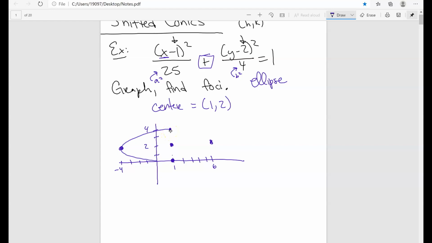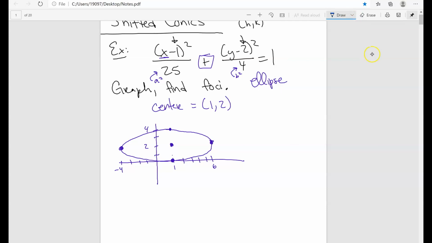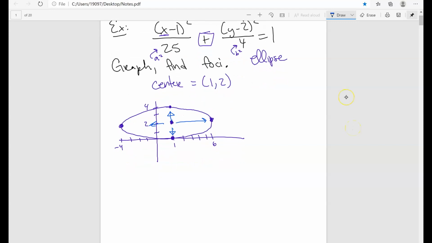So this ellipse is going to look like this. So it's shifted. It's no longer at the origin. Okay, so this is what it's going to look like. So just keep in mind that we are not starting at the origin anymore. We're going 5 units this way, 5 units that way, 2 units that way, 2 units down. Okay. So now let's go ahead and find the foci.